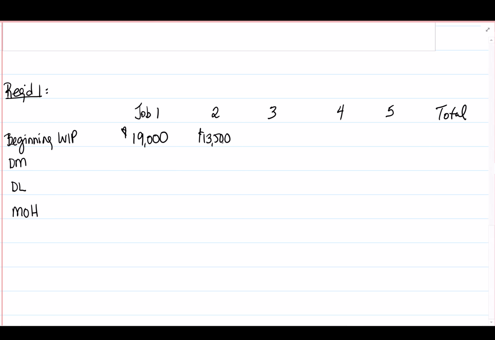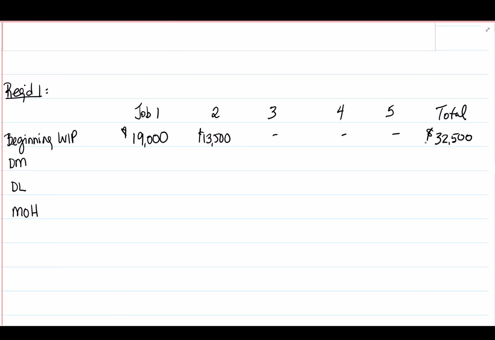They said during January, 3 additional jobs were started. So if these jobs were started during the month, they would not have any opening work in process. And these are all dollars. So what we want to do now is collect our costs for January for all of our jobs.